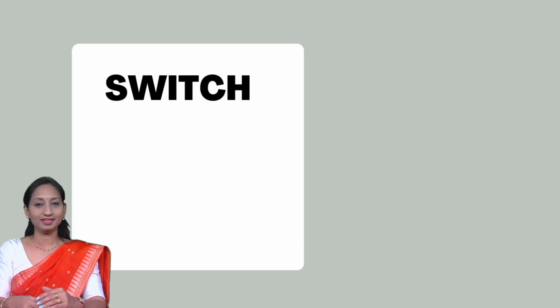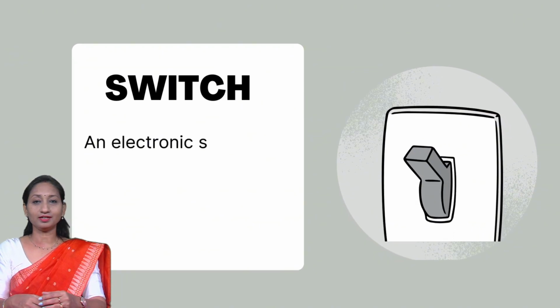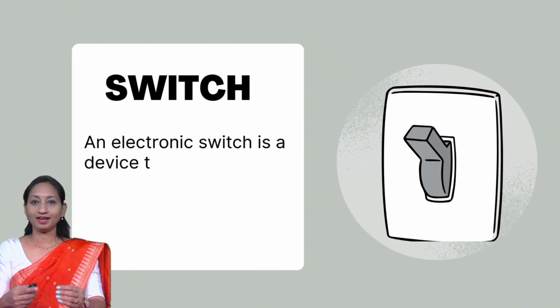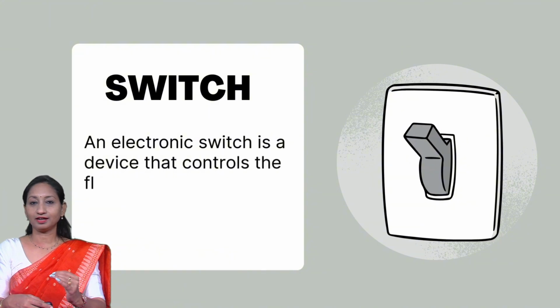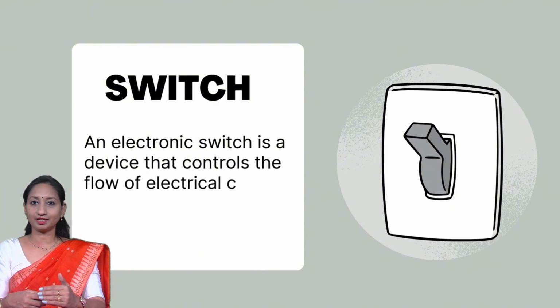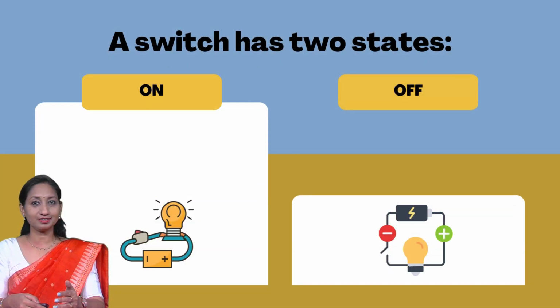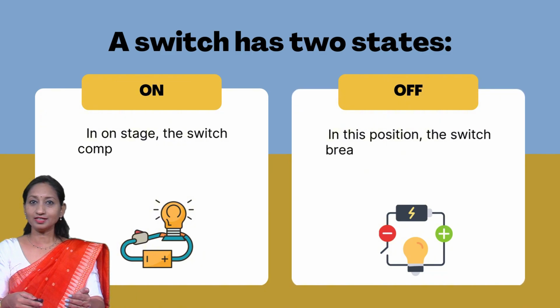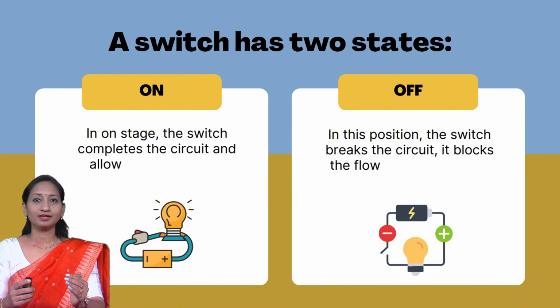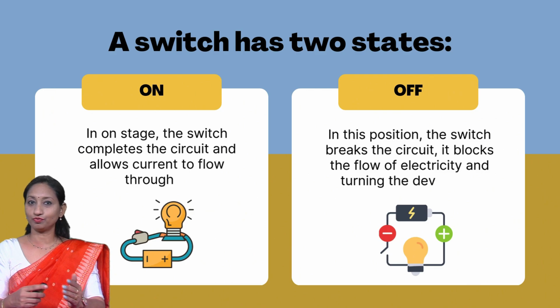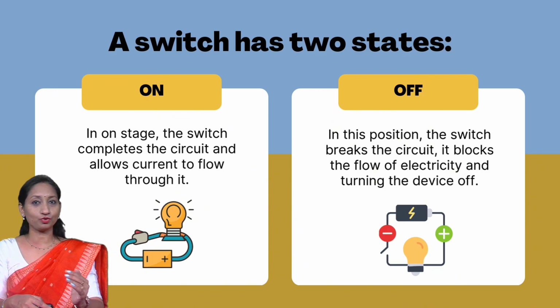Dear learners, let us now see a component that is called switch. An electronic switch is a device that controls the flow of electrical current in a circuit. A switch has two states. One is on. In the on state, the switch completes the circuit and allows current to flow through it, and the other state is off. In this position, the switch breaks the circuit. It blocks the flow of electricity and turns the device off.